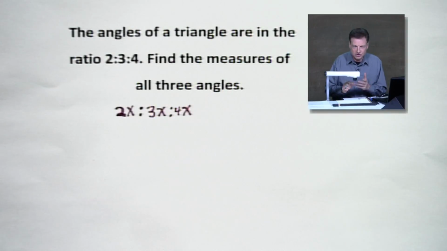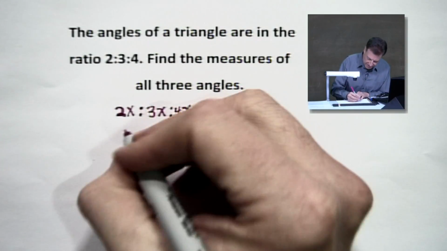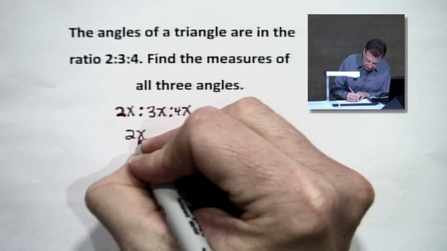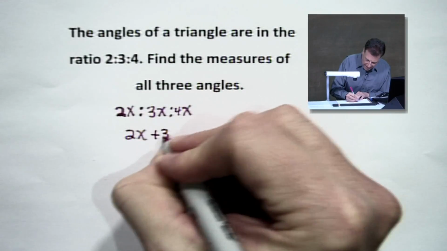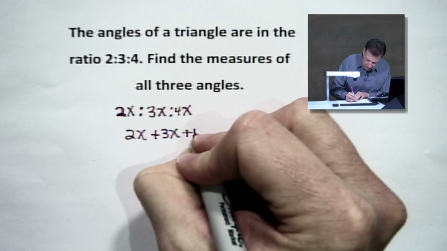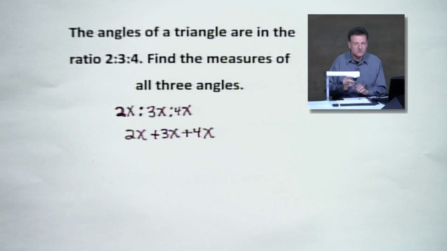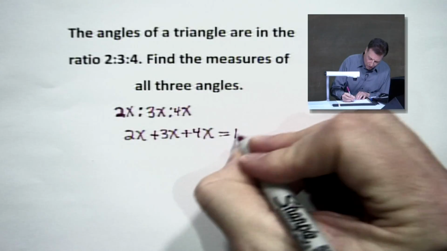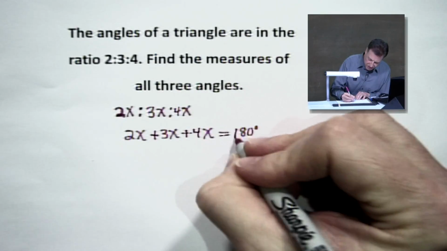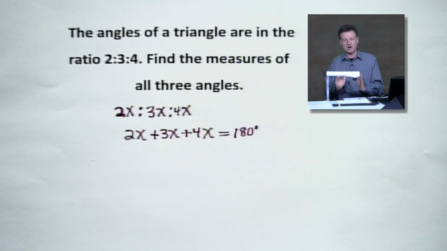So here's what we're going to do. We're going to make this 2x. We're going to add 3x to that, and then we're going to add 4x, because those three angles are going to add up, as we said a few minutes ago, to 180 degrees. Now we're ready to go somewhere.